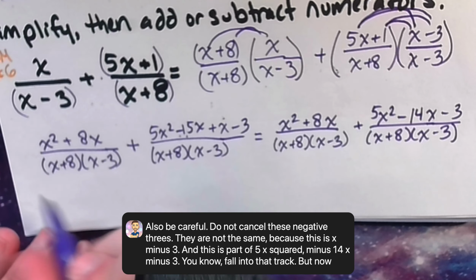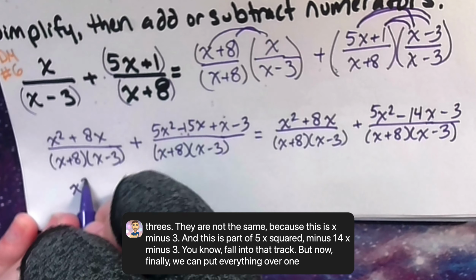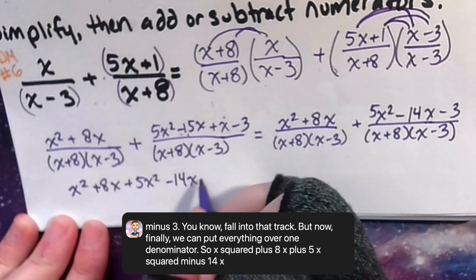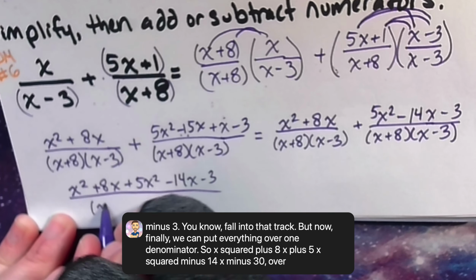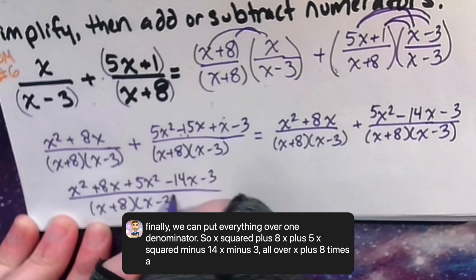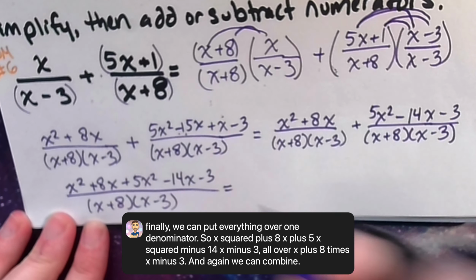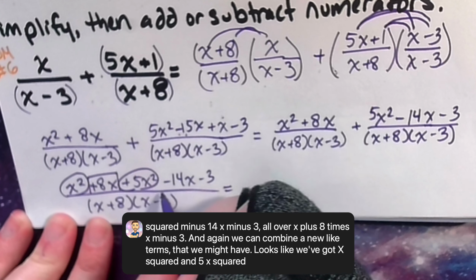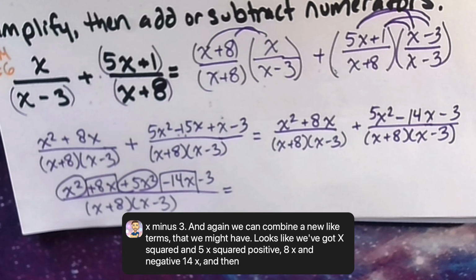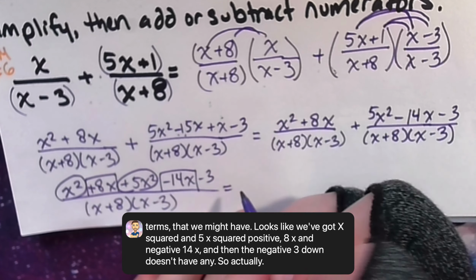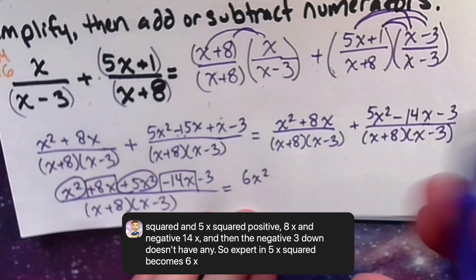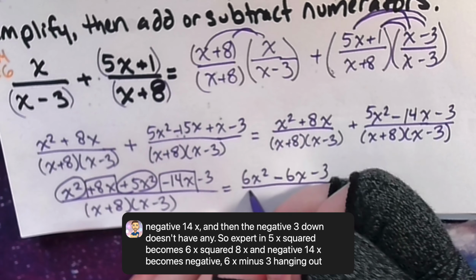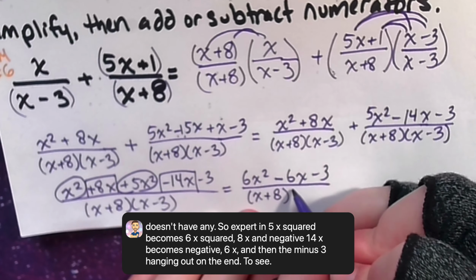But now, finally, we can put everything over one denominator. So x squared plus 8x plus 5x squared minus 14x minus 3 all over (x plus 8) times (x minus 3). And again, we can combine any like terms that we might have. Looks like we've got x squared and 5x squared, positive 8x and negative 14x, and then the negative 3 again doesn't have any friends. So x squared and 5x squared becomes 6x squared. 8x and negative 14x becomes negative 6x. And then the minus 3 hanging out on the end. (x plus 8)(x minus 3).